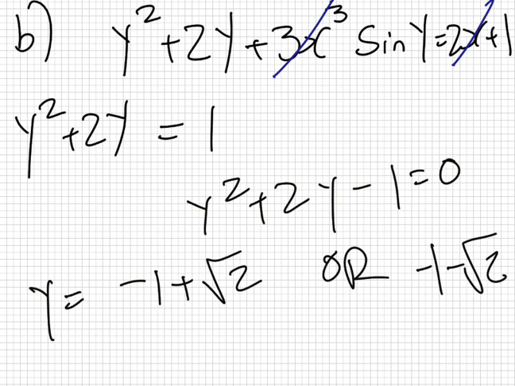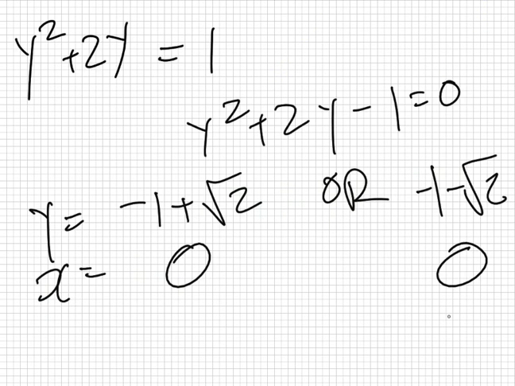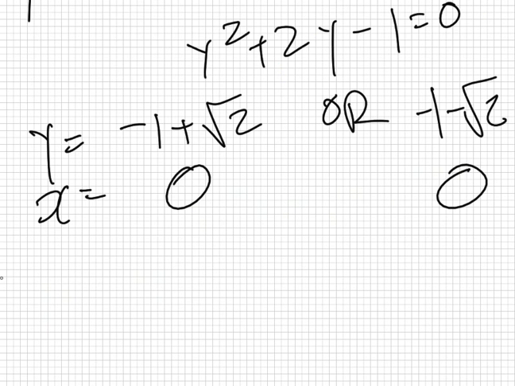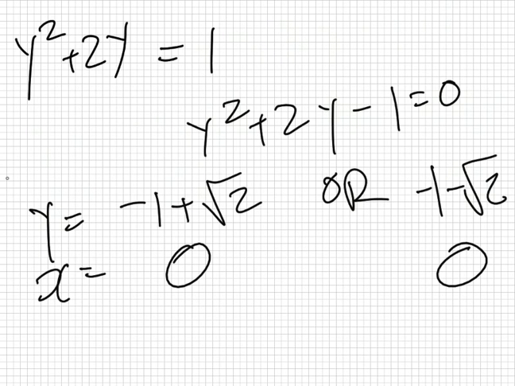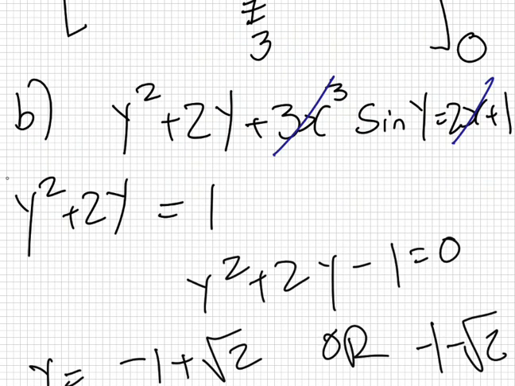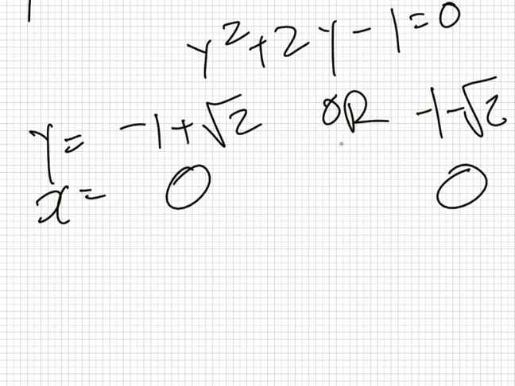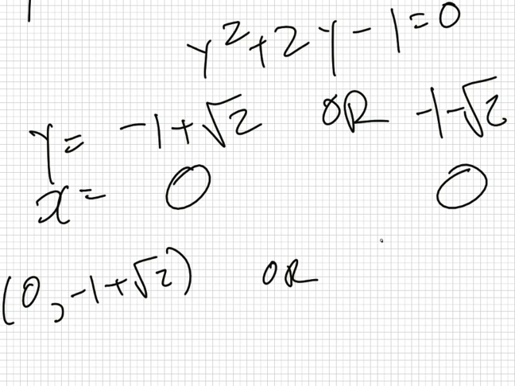Okay, and then x will be 0 here. So where's my sine y? Oh, but the x was 0 in front of the sine y. They're multiplied. That's a multiply there. So I get 0, minus 1 plus root 2, or 0, minus 1 minus root 2.